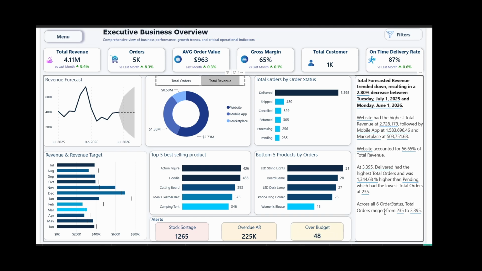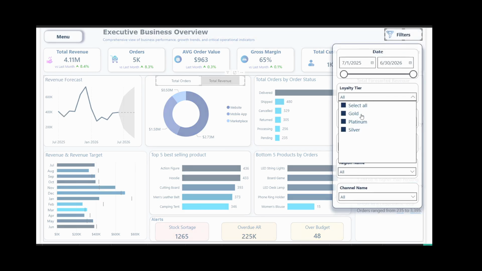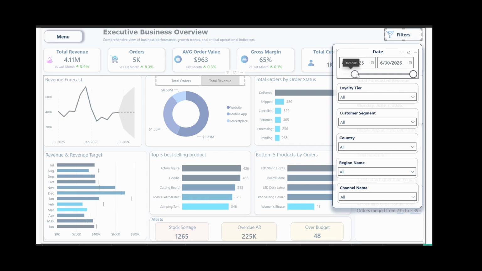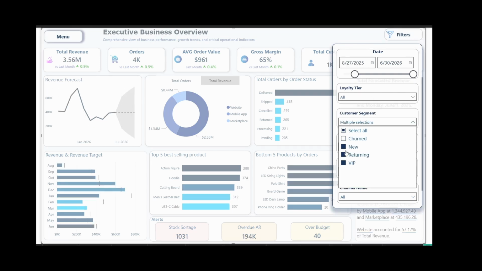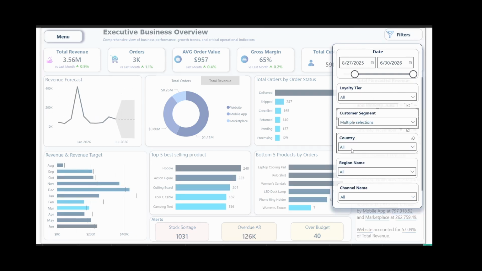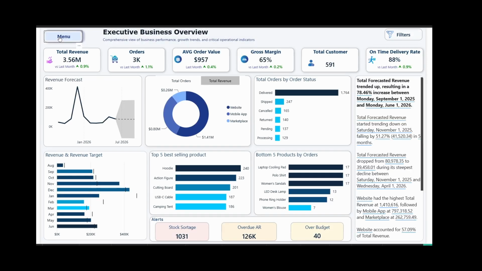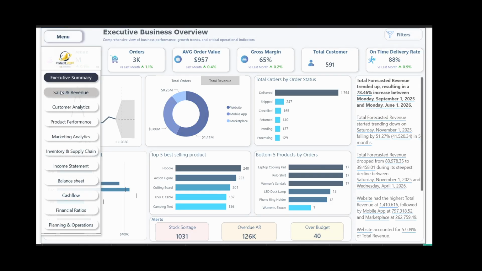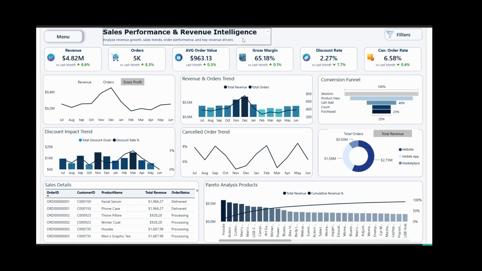Finally, I include the top and bottom 5 products and alert panels for critical issues, and the AI narrative visual that automatically generates a written summary of the most important insights. I also added a quick filter button so you can filter the data by date, customer loyalty, customer segment, country, region, and channel.